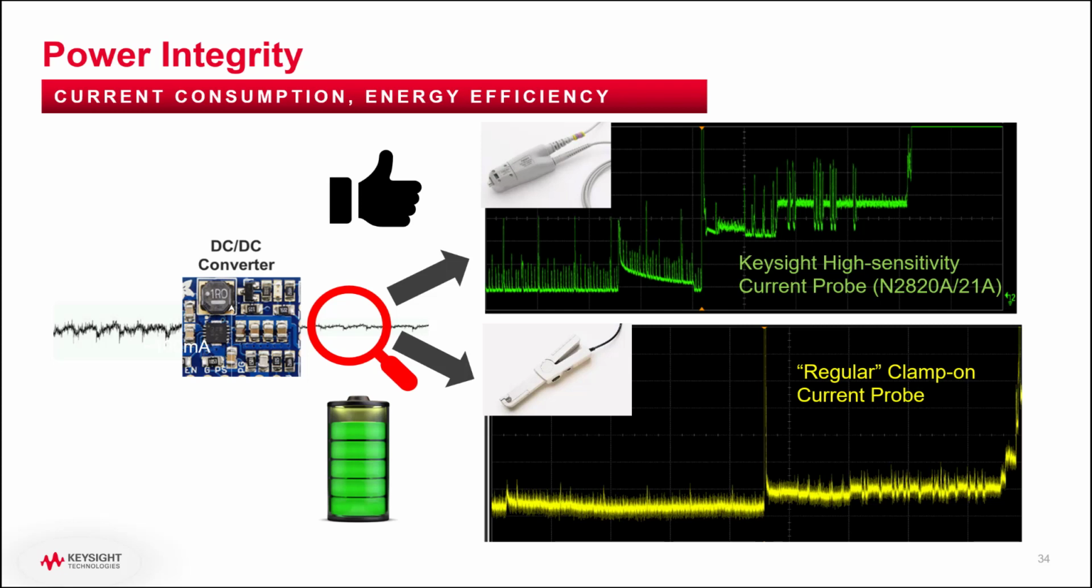The other thing is that these probes are affected by thermal drift, and there could be some repeatability errors due to residual magnetism. So they're just not quite as accurate or repeatable as the high sensitivity current probe, and they certainly don't have the sensitivity or dynamic range of the high sensitivity current probe.